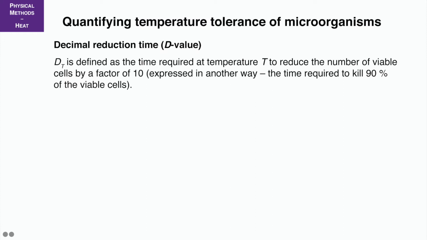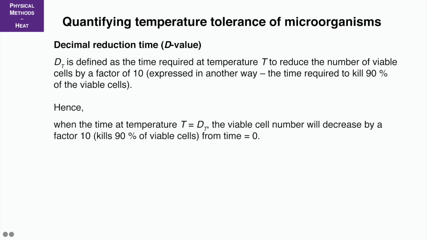The D-value is always given for a particular temperature, shown here as subscript capital T. The decimal reduction time at a given temperature is defined as the time required to reduce the number of viable cells of a specific microorganism by one order of magnitude, i.e. a factor of 10, which is the same as a 90% reduction in viable cells.